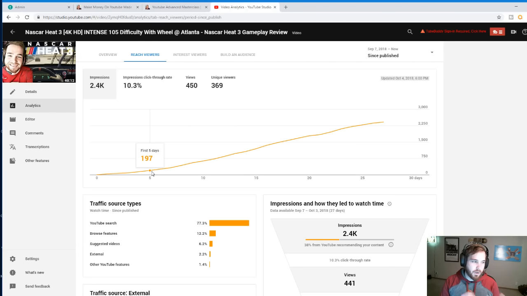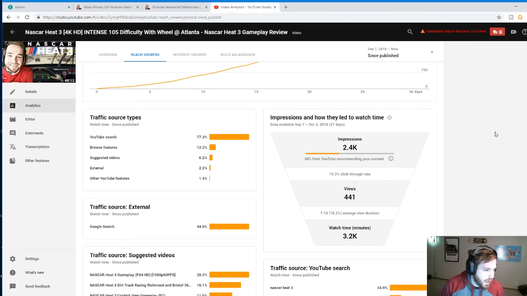That's how you know if you're going in the right direction: compared to that same time frame, which video is performing better. That's going to tell you if you're doing the right things or need to change something. So that's a really cool thing that they have that they didn't used to have.